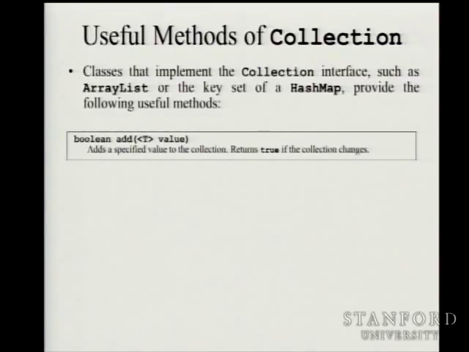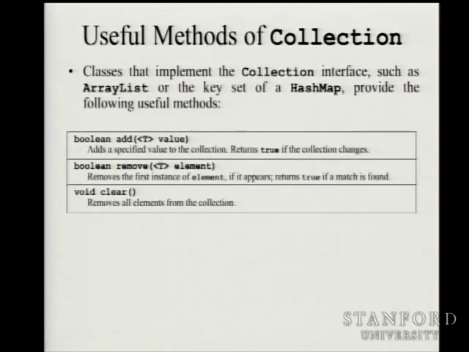Some collections, like sets, actually don't allow you to have duplicates. So if you try to add something to a set that already has the value you're trying to add, it will not change the set and return false, because it says, hey, I already had that value, nothing changed. A couple other things that you should know about. Most of these you've seen. Remove removes the first instance of an element if it appears and returns true if the match is found. It returns false if it didn't find anything to actually remove.